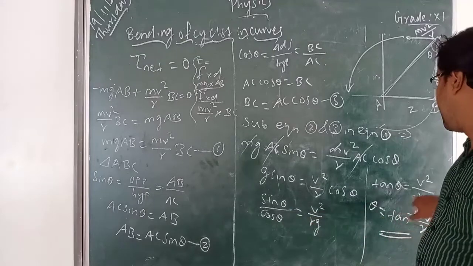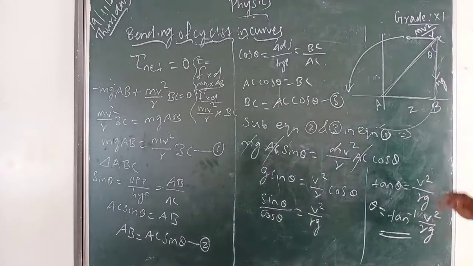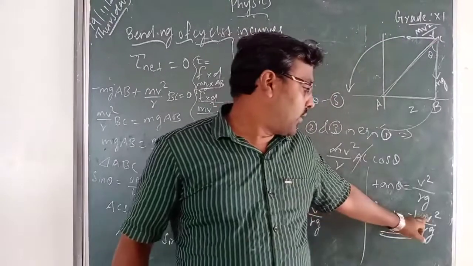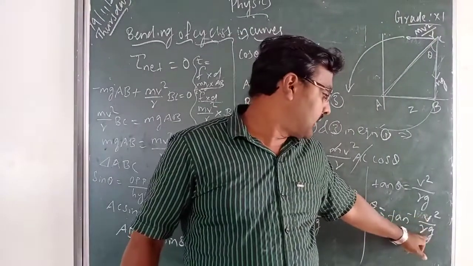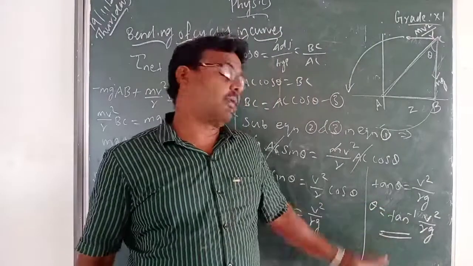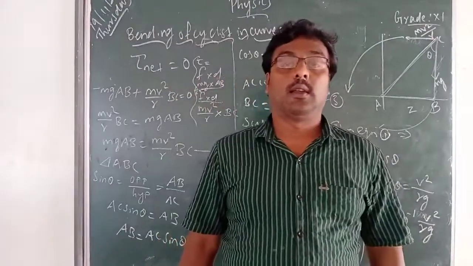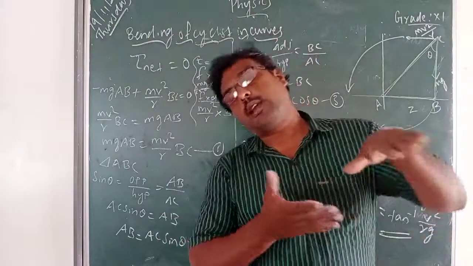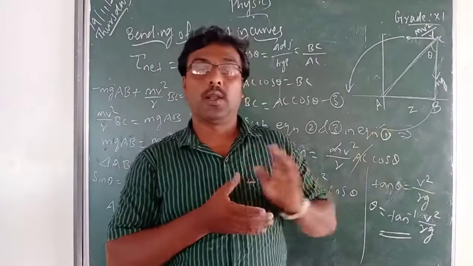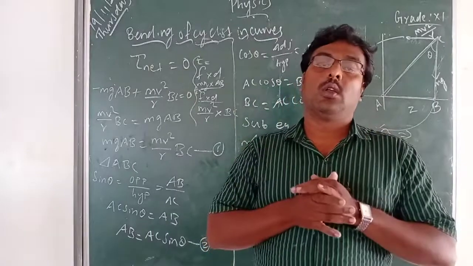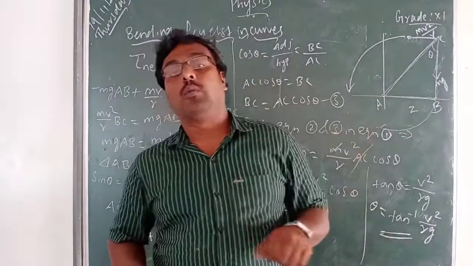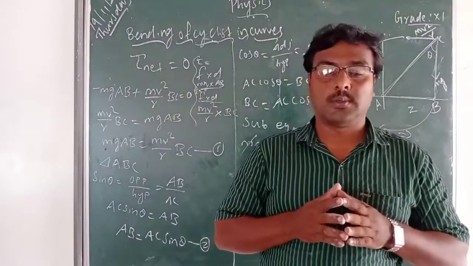Sin theta by cos theta is tan theta. So tan theta equals v square by rg. If you know the speed, the radius and the gravitational value, you can easily find the angle at which the cyclist bends on the curve.